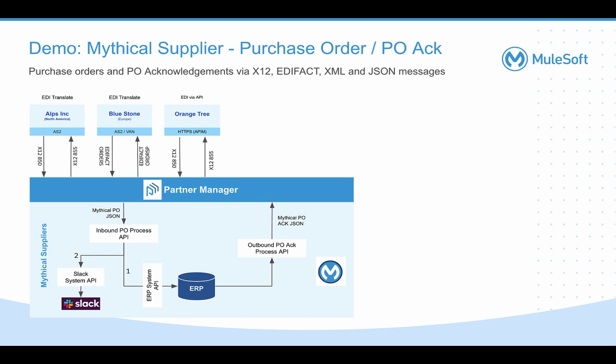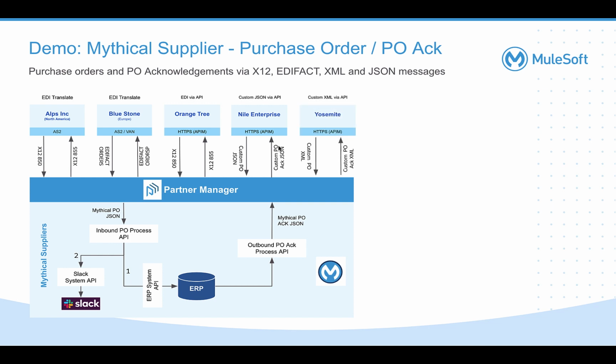We have the third customer, Orange Tree, that sends an EDI X12 850 message through an API Manager managed HTTPS endpoint deployed in Partner Manager and receives a POAX back through a direct HTTP connection. The fourth partner that we're going to configure today is Nile Enterprises, and they are sending a custom purchase order JSON message through a HTTP call, and they get a custom POAC JSON message back when the orders are confirmed in the ERP through a HTTP call.